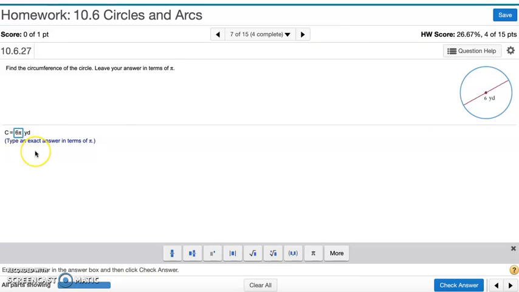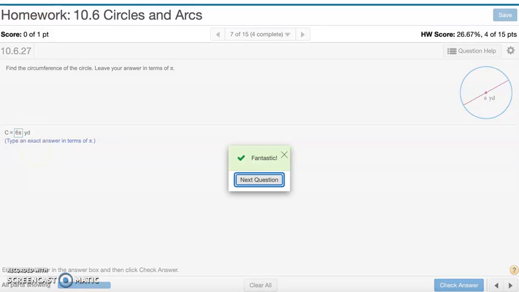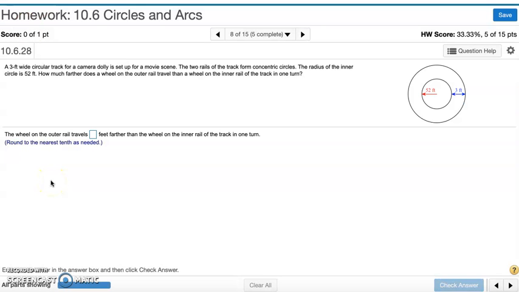And that's number 7. Number 8, a 3-foot wide circular track for a camera dolly is set up for a movie scene. The 2 rails of the track form concentric circles. The radius of the inner circle is 52 feet. How much farther does a wheel on the outer rail travel than a wheel on the inner rail of the track in one turn? So let's take a closer look at that.